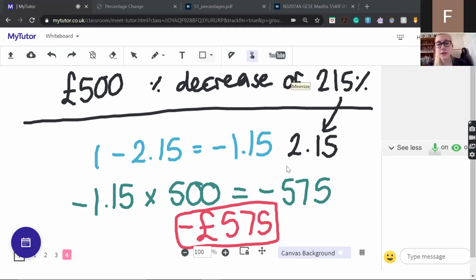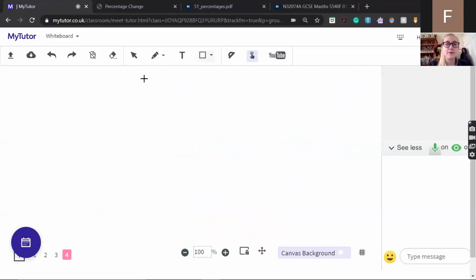Someone said, why do you take it off 1 and not 100? It's because we're taking the multiplier. So this 1 kind of does represent 100, but we're taking off the multiplier. If you ever get confused with this, think what you would do if it wasn't 100%. So like if it was a 20% decrease, that would be a multiplier of 0.8, right? You're taking off that.